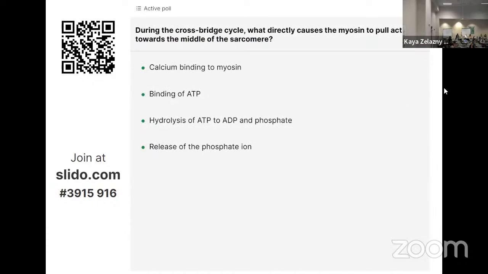Okay. So practice question then. All right, so during the cross-bridge cycle that we just went through, remind me, what was causing that myosin to pull the actin to the middle of the sarcomere? What was the trigger for that?